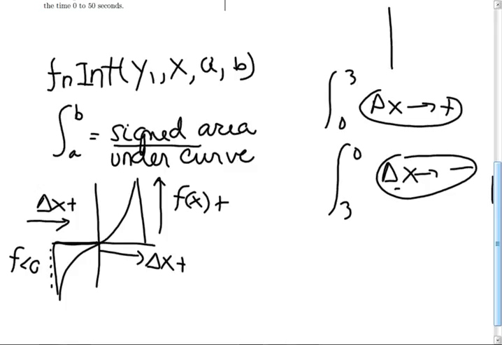So what happens if you do this one, and you start here and you go from 0 to negative 3? My delta x is negative, but my y value is negative, so I'm going to end up with a positive. Two negatives make a positive. And that feels counterintuitive, at least it does to me.